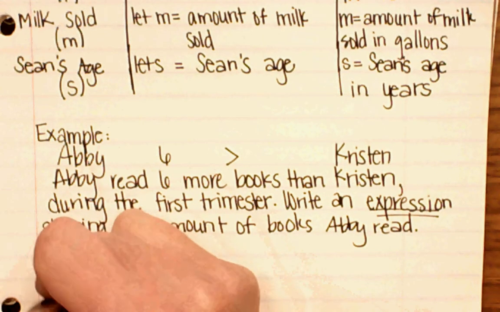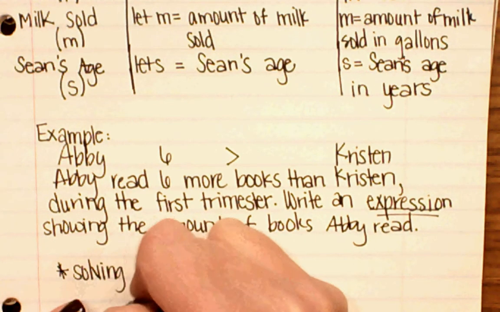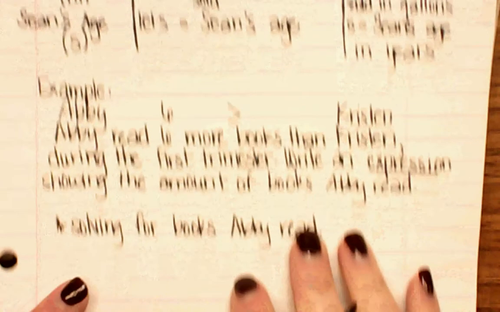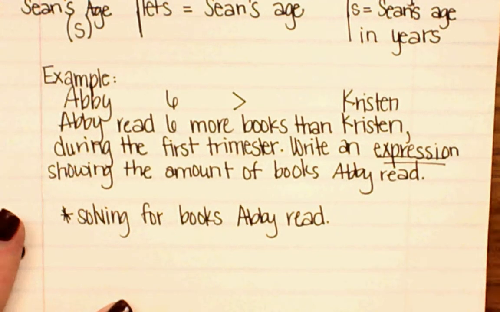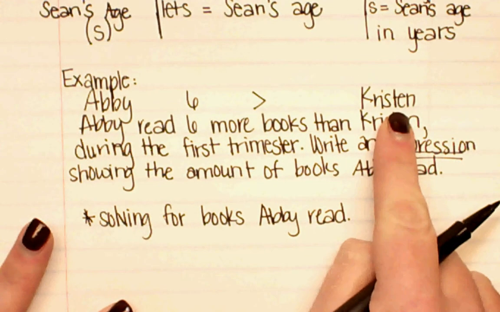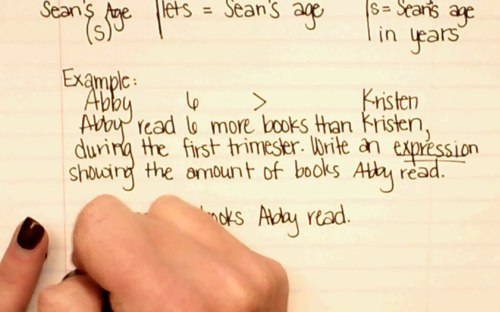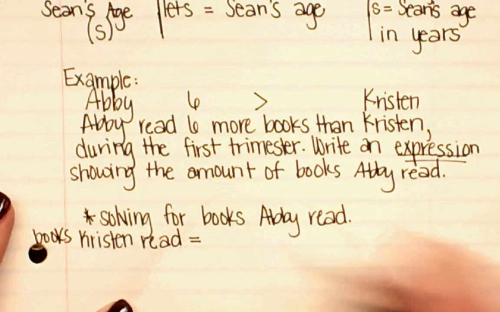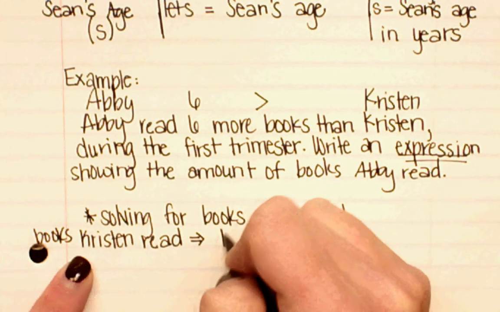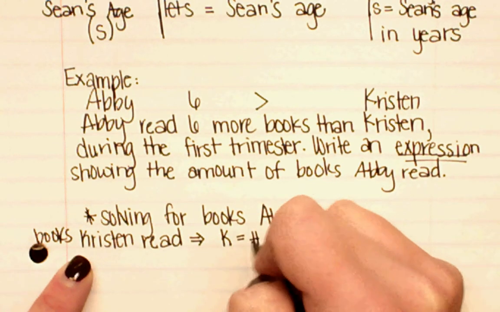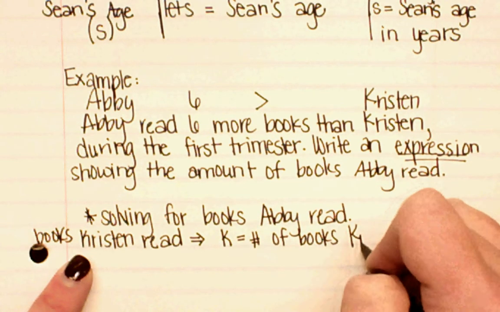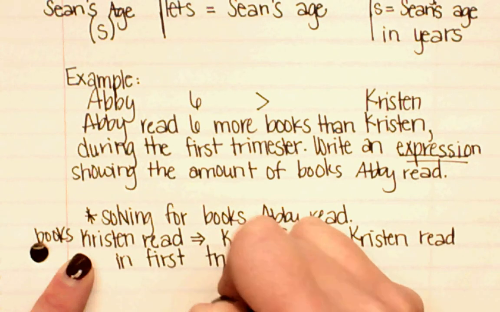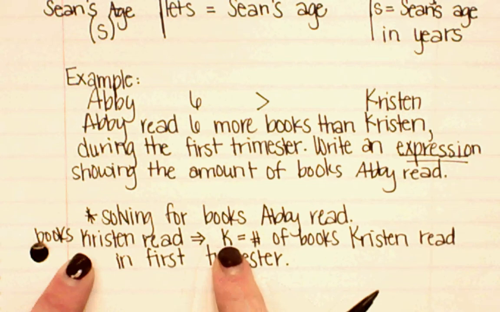So in this problem we are solving for books Abby read. Since we are solving for books Abby read, the variable is going to be talking about the other person. The other person is Kristen. Okay, so our variable is going to represent Kristen. So books Kristen read is what our variable needs to equal. So looking at it, I'm going to have my variable be K for Kristen. K is going to equal number of books Kristen read in first trimester. So now I have decided what my variable is going to be, and it's K.